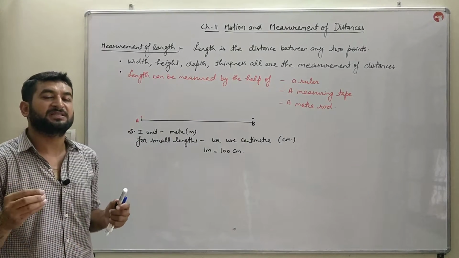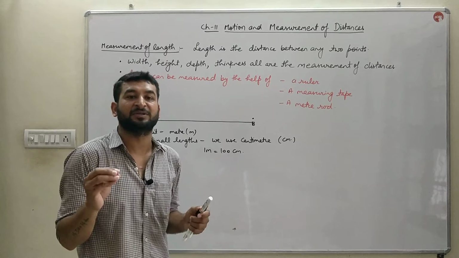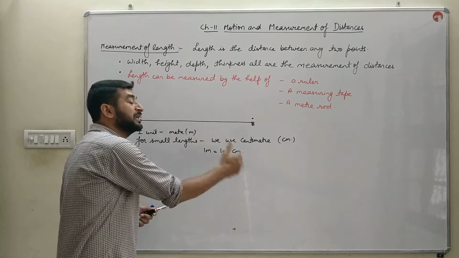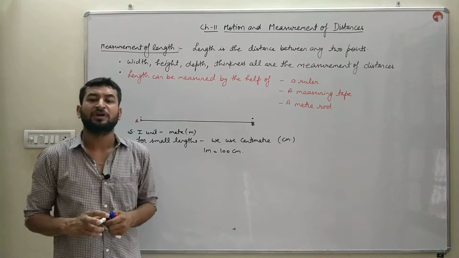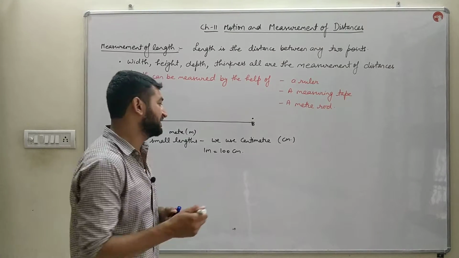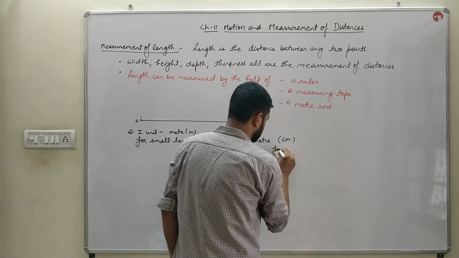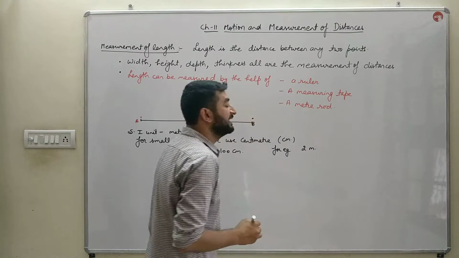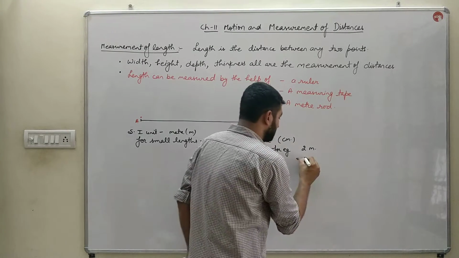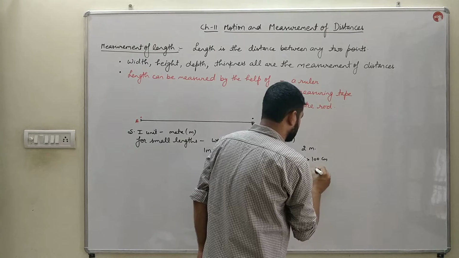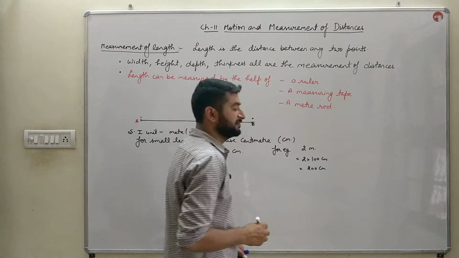1 meter में कितने सेंटीमीटर होते हैं बच्चों? 100 centimeters होते हैं. So if we want to convert the meter into centimeter, then what we have to do? We have to multiply the unit with 100. For example, if someone asks you how many centimeters are there in 2 meters, then we have to multiply it with 100 centimeters. So it will be equal to 200 centimeters.